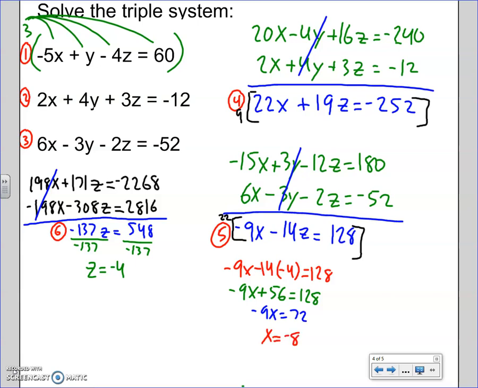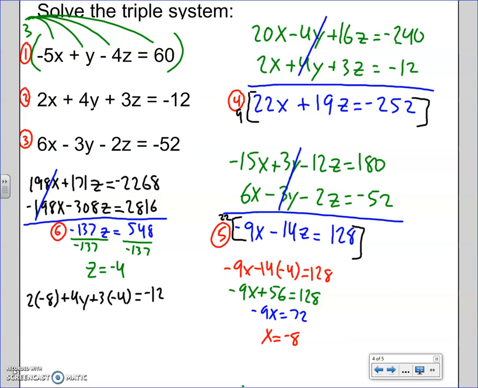I found x and z. All that's left is to find y. To find y, you use one of the original three equations. I'm going to plug both x and z in. It doesn't matter which equation you use, but I'll use the second one. The numbers are kind of small, that's why. So it's going to be 2 times negative 8 plus 4y plus 3 times negative 4 equals negative 12.